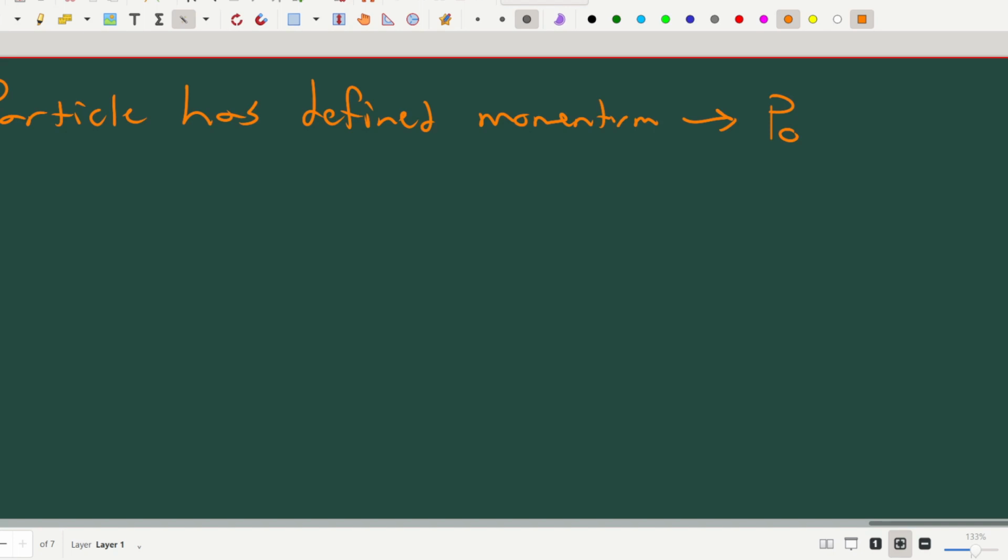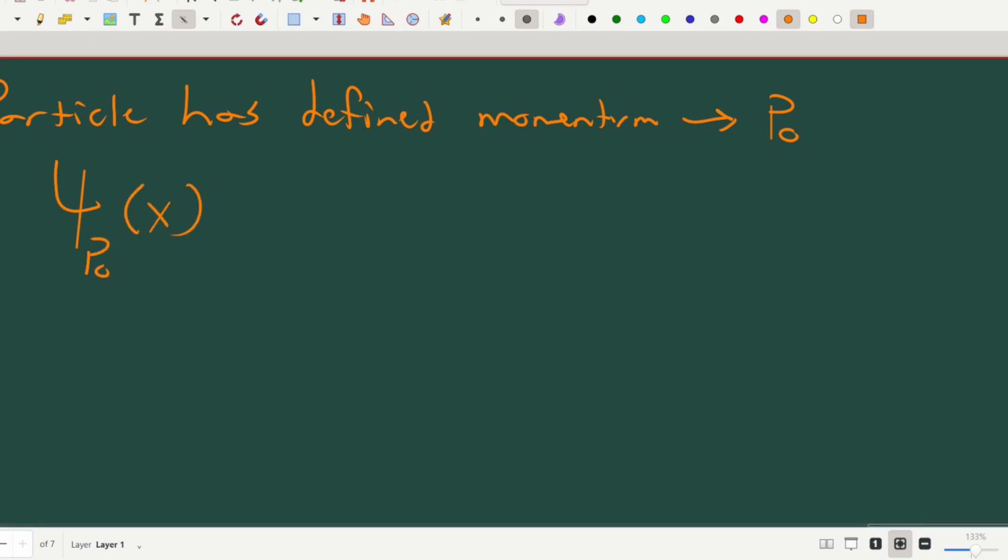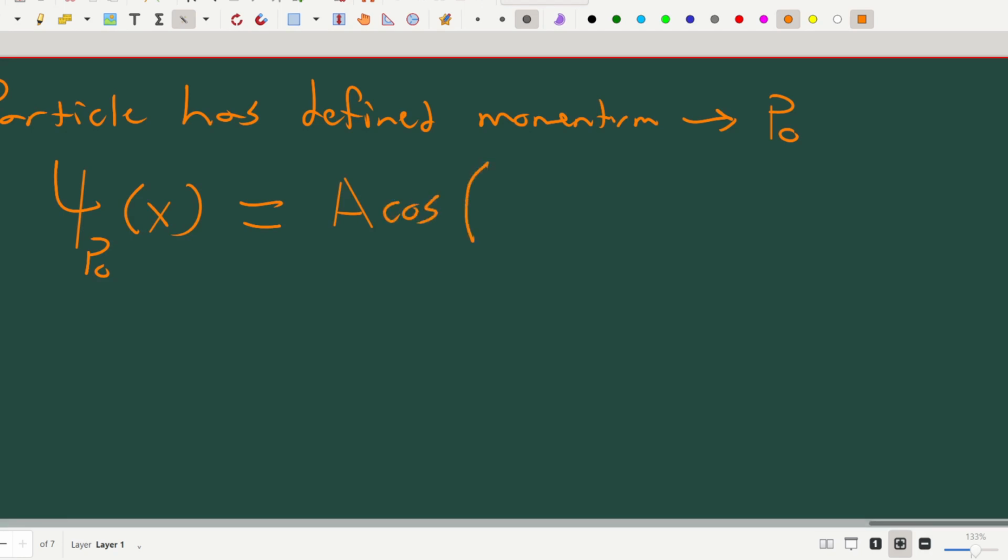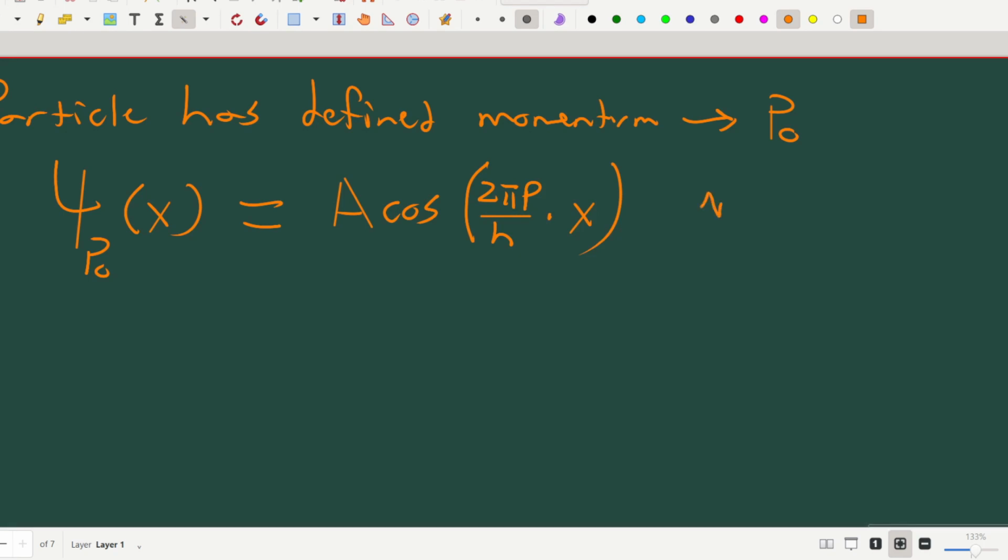All right, so what's a wave? What's a good function for a wave that has momentum p? Well, we can write our wave function for this system at our given momentum as a function of x. It's going to be a cosine of 2 pi p over h times x. Our frequency is equal to p over h.